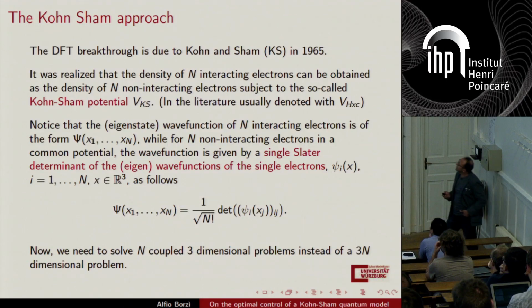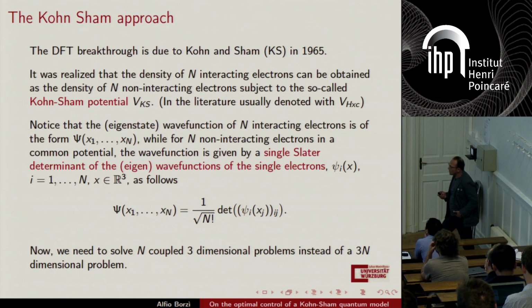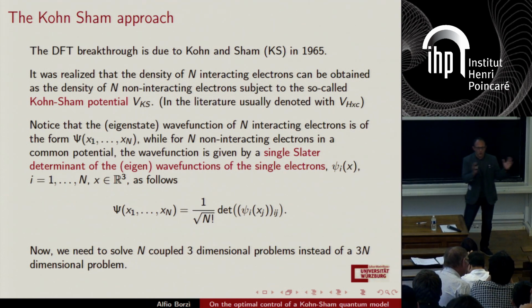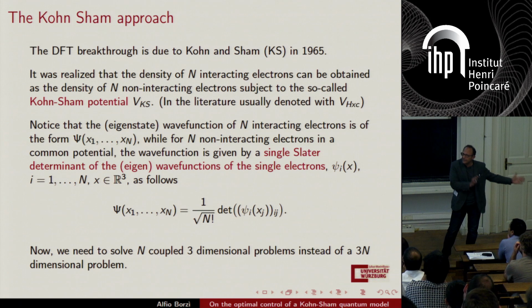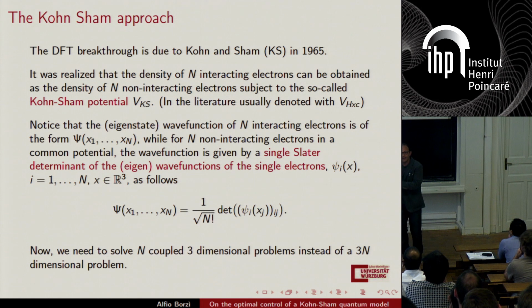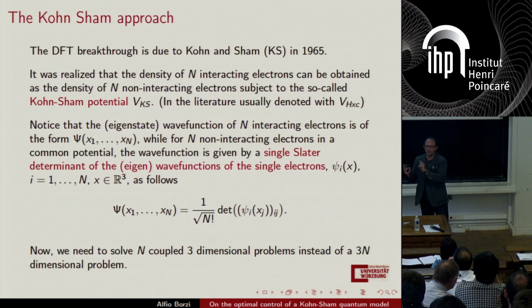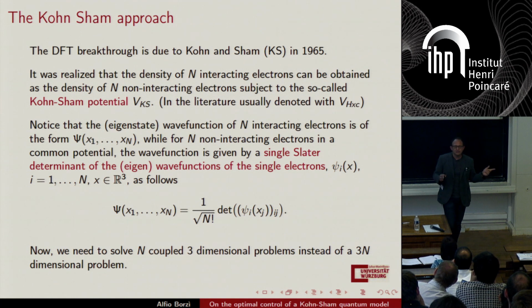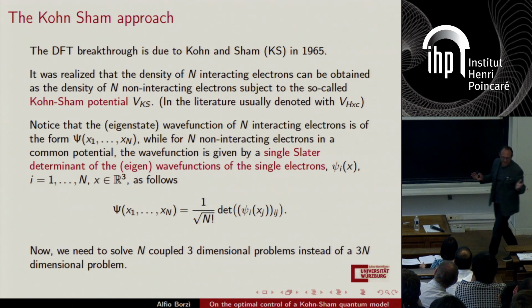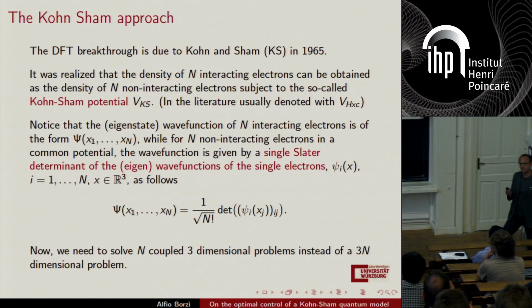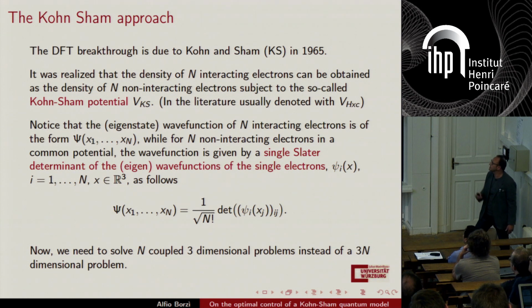The idea is that we can think of an alternative model. Here we have a 3n-dimensional linear Schrödinger equation. The idea was, okay, then we take n coupled 3-dimensional nonlinear Schrödinger equations, where the coupling is such that the corresponding density is the same as that of the original Schrödinger equation. This magic works essentially because we have proven that we have this bijective map between potentials and densities.